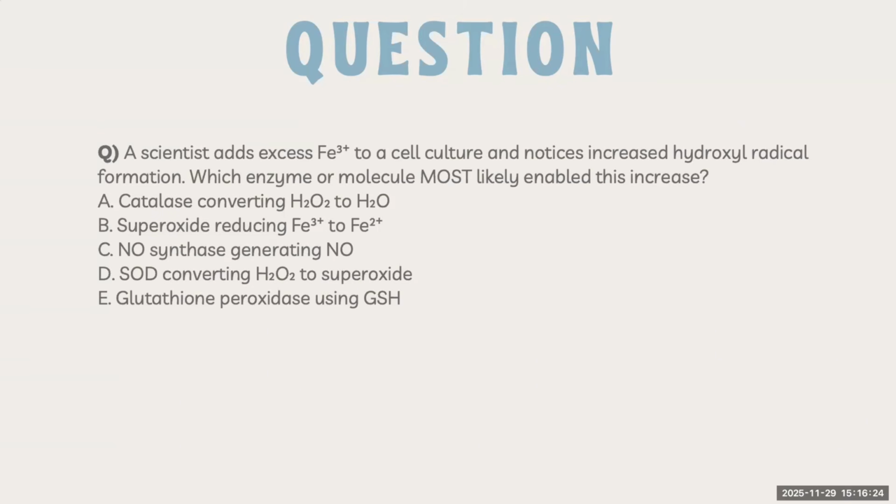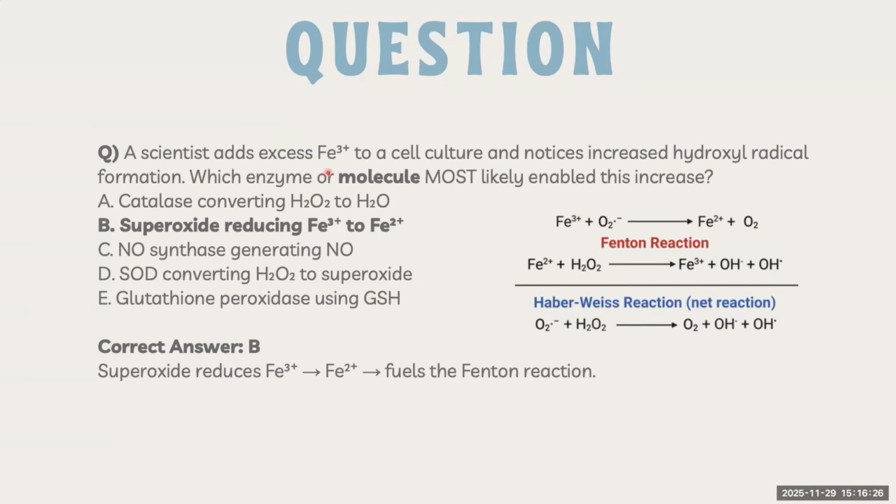Okay. So it says enzyme or molecule. So we'll take molecule over here because we look at this Fenton reaction again. So it says that we have increased hydroxyl radical formation. The main thing that causes the hydroxyl radical formation is when the ferric iron will go and react with the superoxide, okay? This will cause the reduction of the iron into the Fe2+ form, and this Fe2+ form will go and react with the hydrogen peroxide and lead to the formation of your hydroxyl radical. Clear?